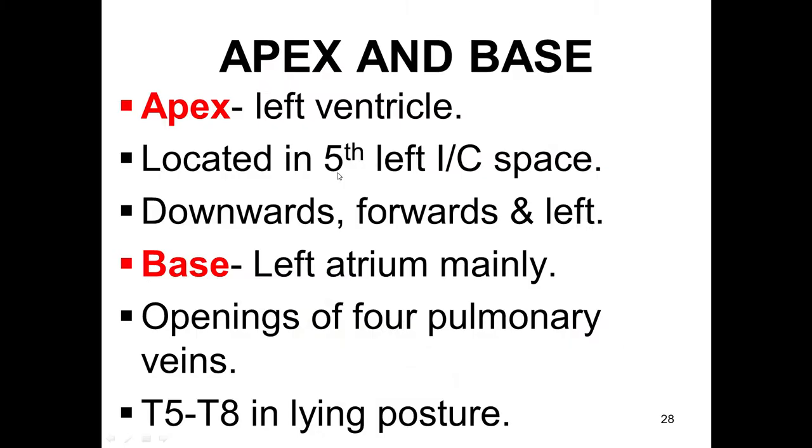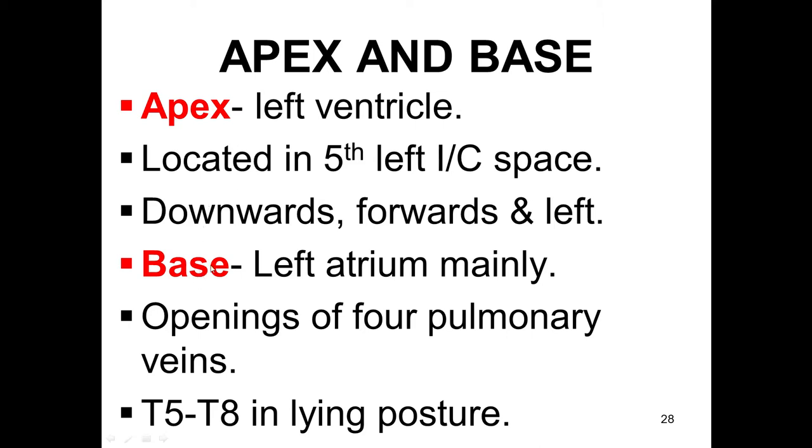Let's see the heart now. First of all, we'll describe the various features of the points we're talking about. Like the apex. What is this apex? The apex of the heart is formed by the left ventricle and it is located in the fifth left intercostal space. The direction is downwards, forwards, and to the left. So the apex is formed mainly by the left ventricle.